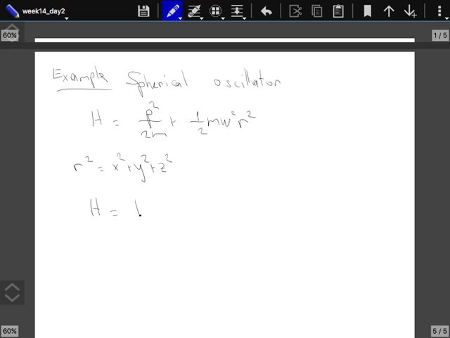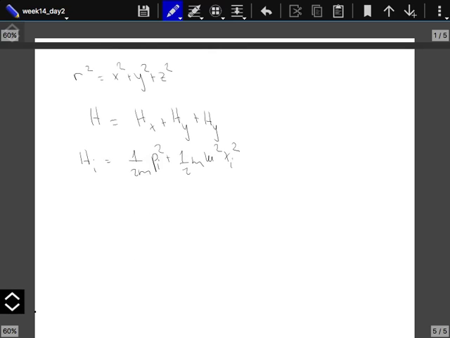So the Hamiltonian basically can be written as the sum of 3 Hamiltonians, where h_i is equal to 1 over 2m p_i squared plus 1 over 2 m omega squared x_i squared. So this is our Hamiltonian. In each direction we have a one-dimensional harmonic oscillator, and we have 3 of them. And we already know the energy spectrum. They depend on 3 quantum numbers, nx, ny, and nz, 1 quantum number for each direction.